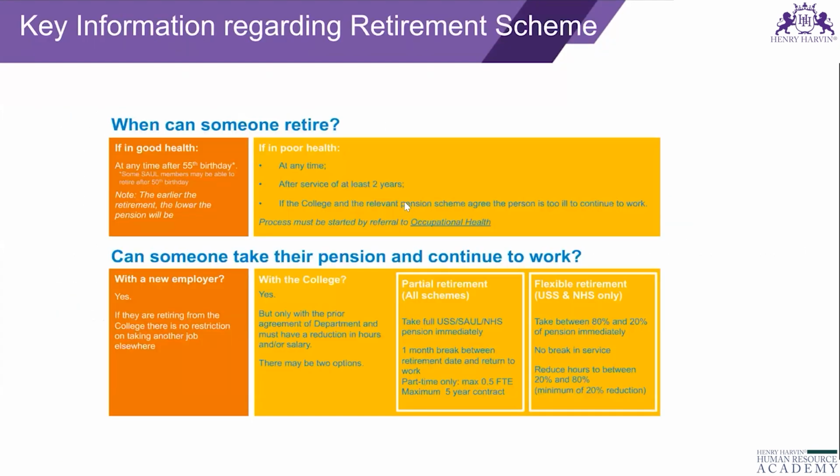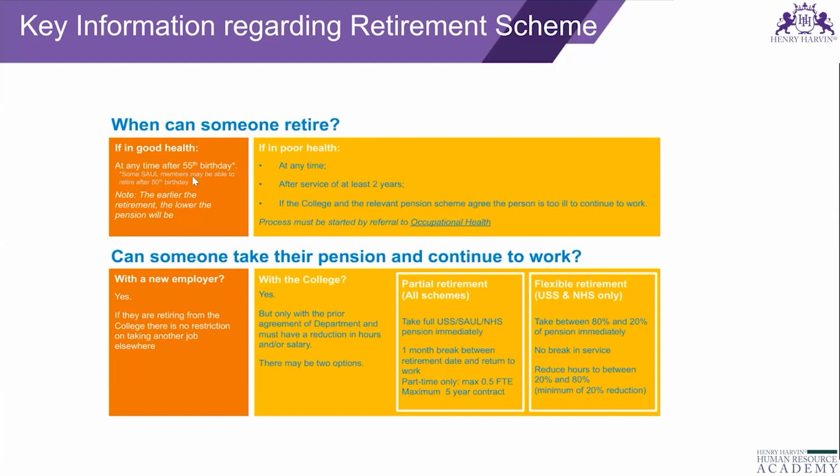So the next topic that we have is regarding the retirement scheme. There are a few things which will confuse you, because maybe this is something different compared to India. So when can someone retire in the UK? They can retire anytime after their 55th birthday. This is called early retirement.